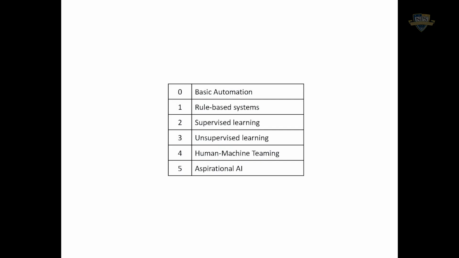Unsupervised learning means the machine learns to do something, but there's no outside person or agent teaching it. It's learning on its own.